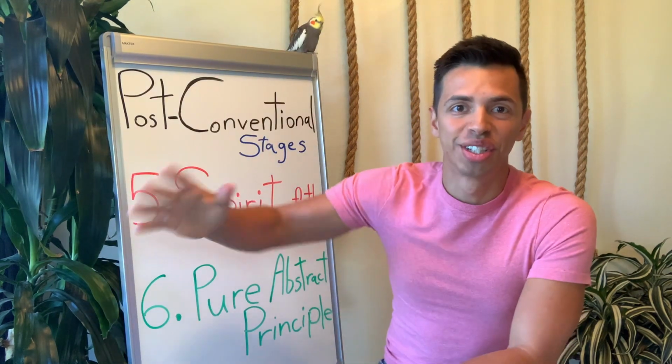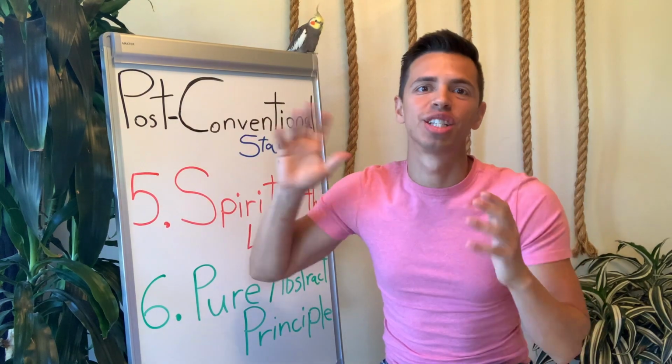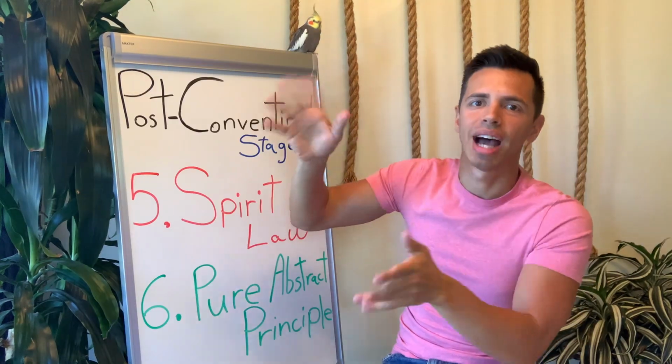Finally, the sixth stage, the highest stage in Kohlberg's stages of moral development. Say that 5 times fast. The highest stage of Kohlberg's stages of moral development.